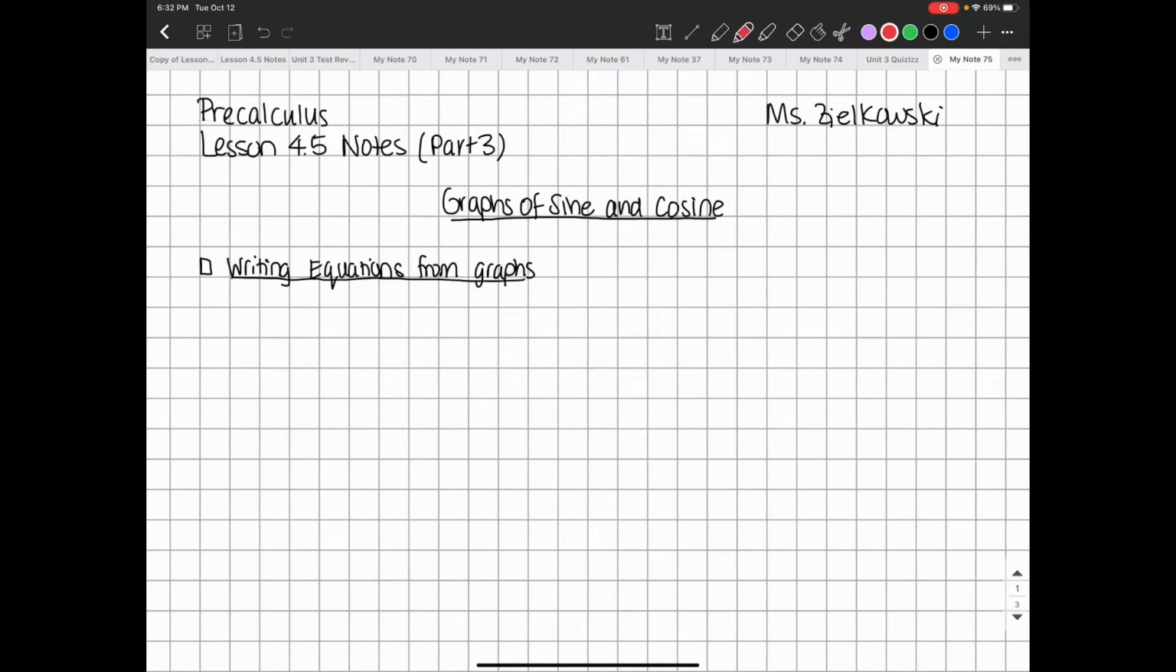And there are certain things from the graph that we want to identify. The first thing that we want to identify is: is it easier to use sine or cosine? Even though both could work for every graph, which one is easier to use? So identify which one is easier, sine or cosine.